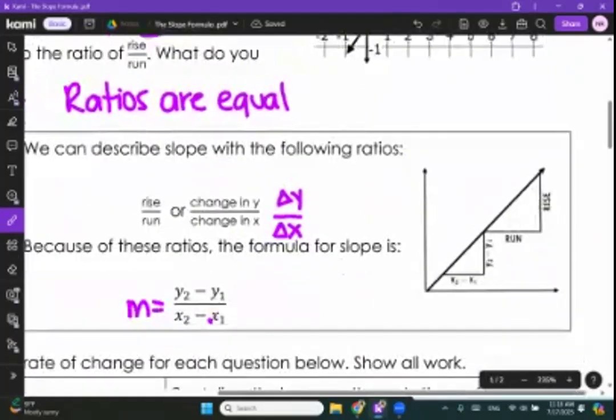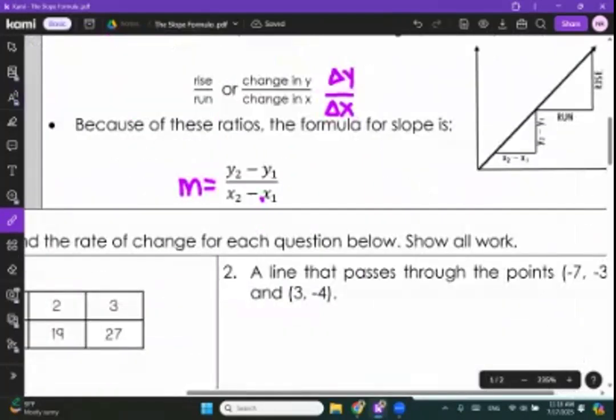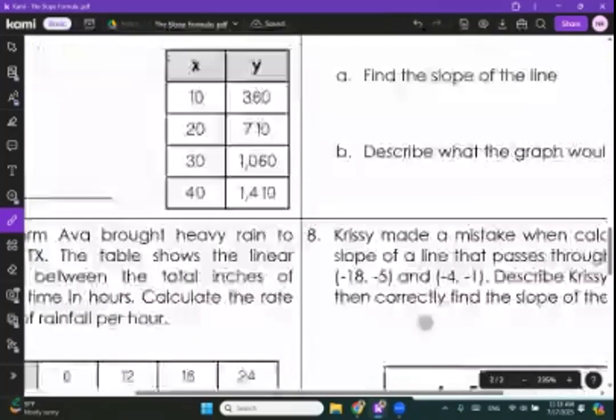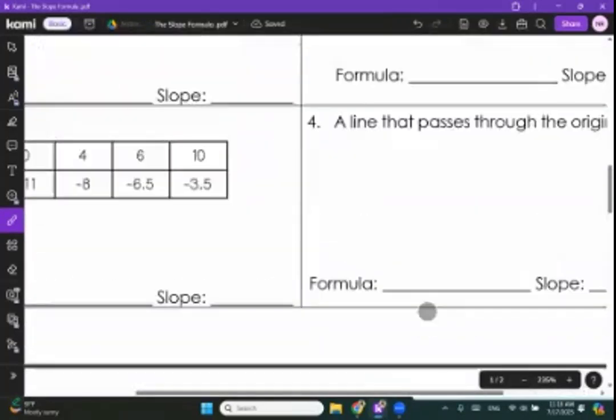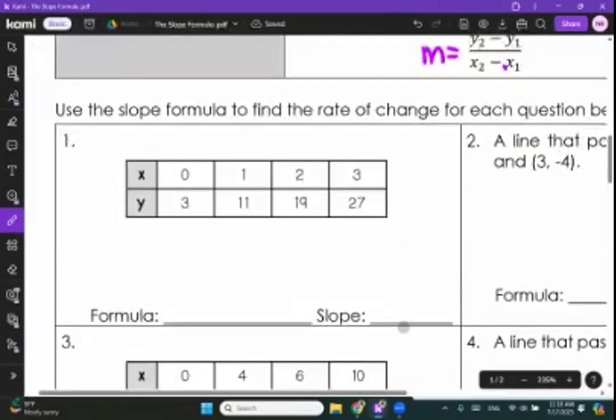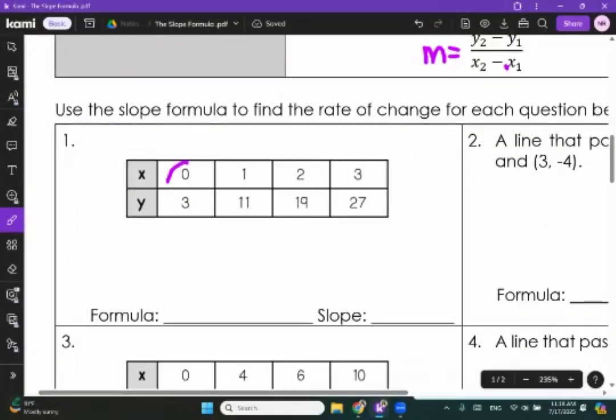So it says use the slope formula to find the rate of change for each question below. Make sure to show all of your work. One good thing about the slope formula is that even though you're given a whole table, you don't have to use every single point. All you need is 2. So I'm just going to pick any 2 random points, the first and the last one. This is the very first point in the table, so we're going to label this one as our x1, y1.